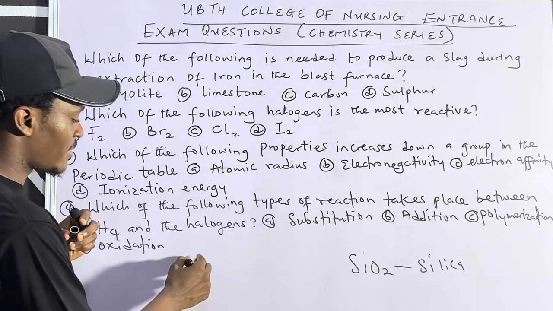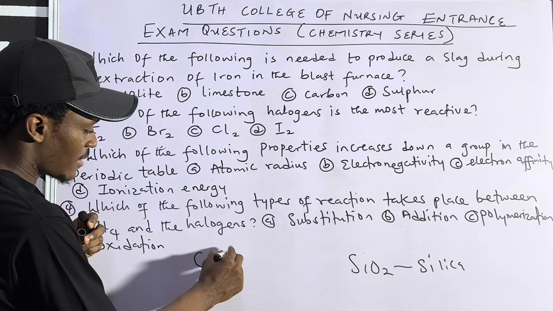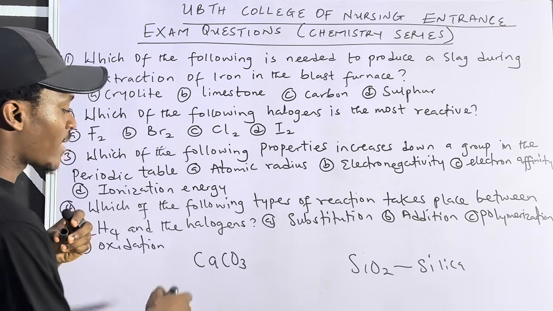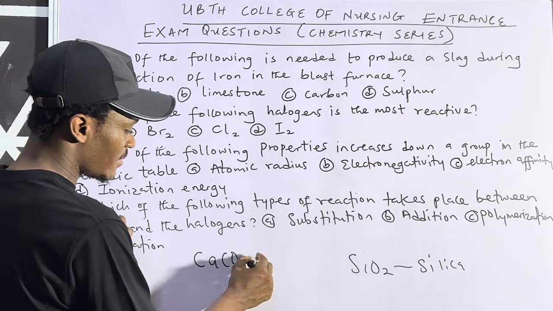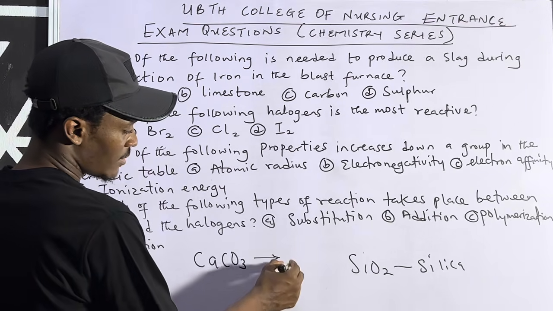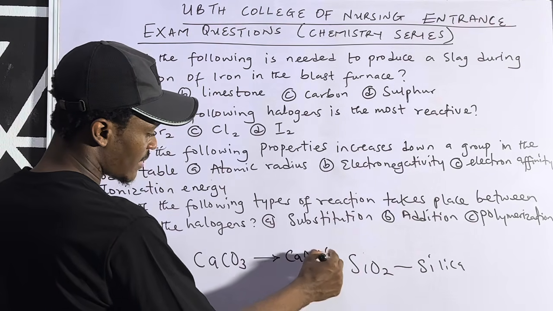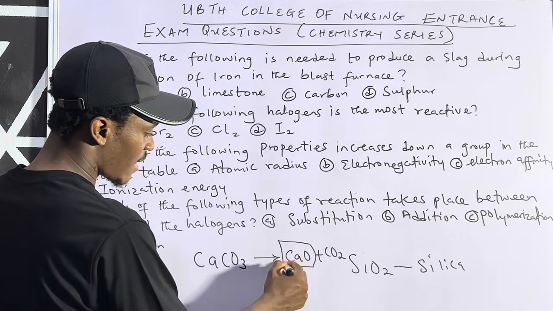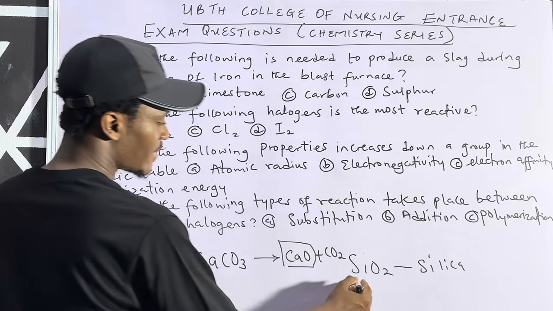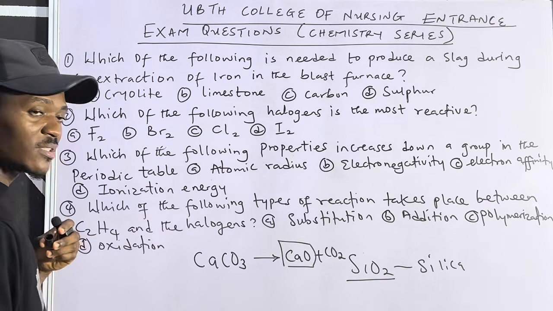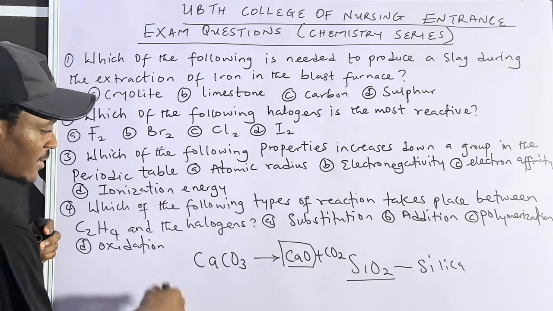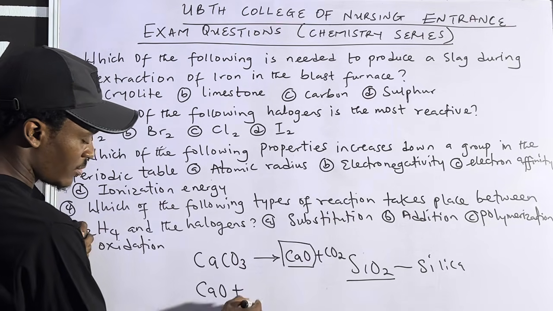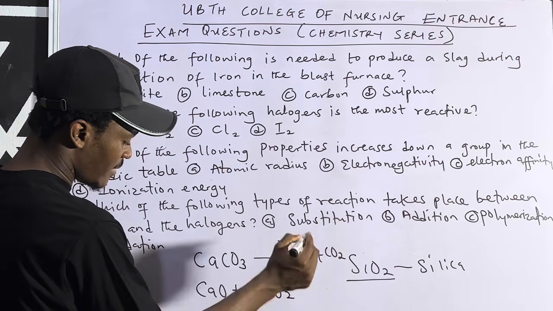The substance is limestone, which is calcium carbonate, CaCO3. Now, when calcium carbonate is added, firstly, it decomposes to form CaO plus CO2. Then secondly, the CaO, which is calcium oxide, would now interact with the silica, which is the main impurity in the blast furnace. And when that happens, it will now give rise to the second reaction, which is this.